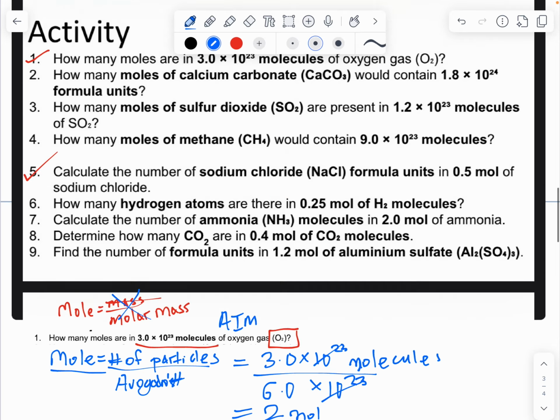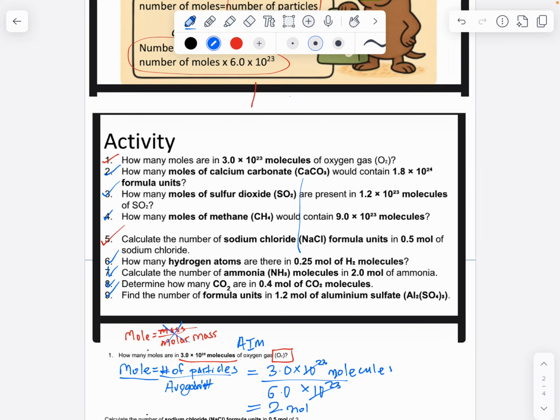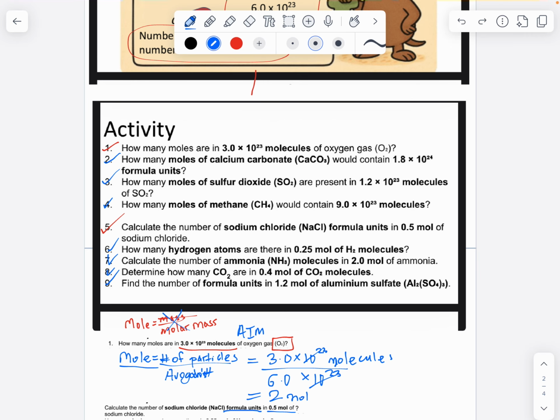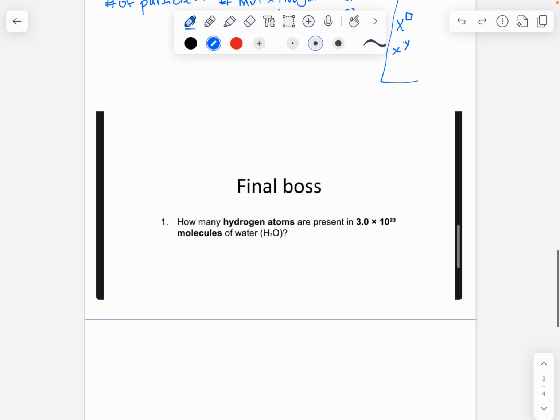What I want you to do is solve number 2, 3, 4, 5, 6, 7, 8, and 9. And there's a final boss question. You can take a screenshot of this. It's posted in the classroom. There's a final boss question: how many hydrogen atoms are present in 3.02 times 10 to the 23rd molecules?